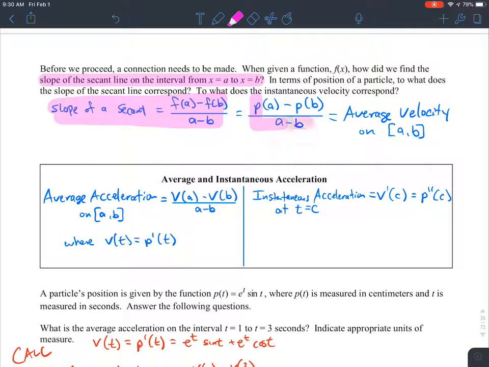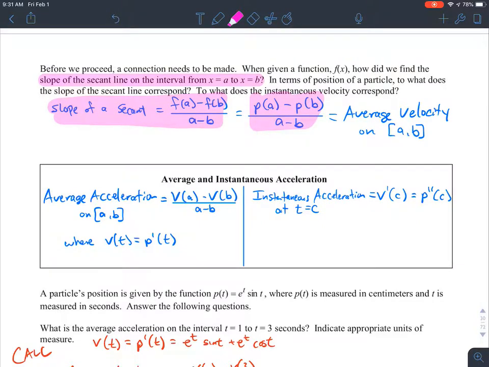See, it's the same function. We just use p's instead of f's. Average velocity on a closed interval is the same as the slope of a secant line, given the endpoints of it. Average rate of change.